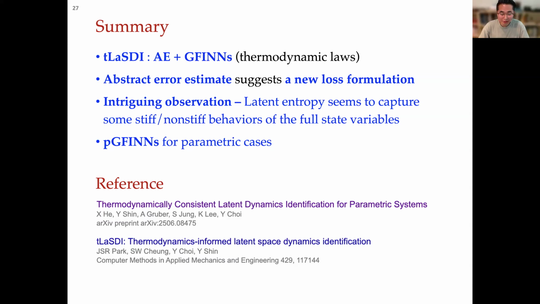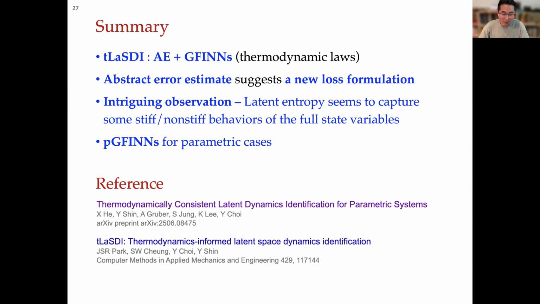Okay, the simple answer to that is no, we haven't done it, because GFIN is quite expensive. Applying GFIN to the full state is out of memory at the moment.